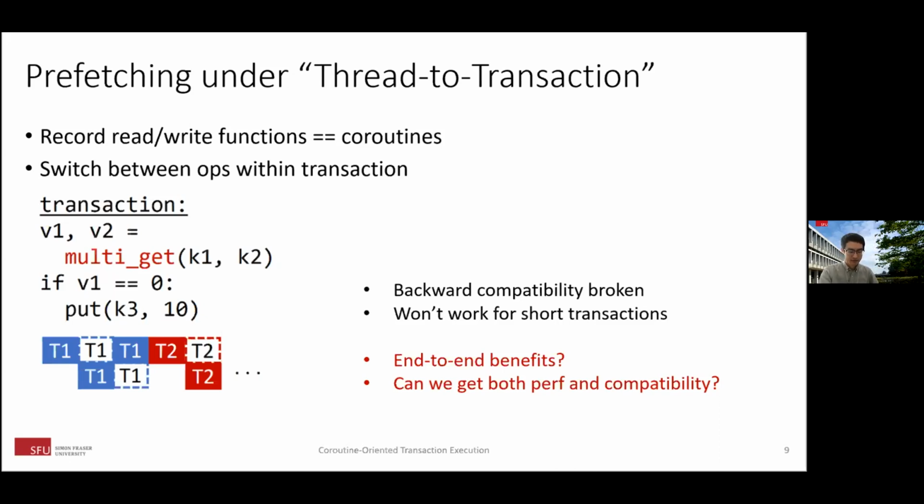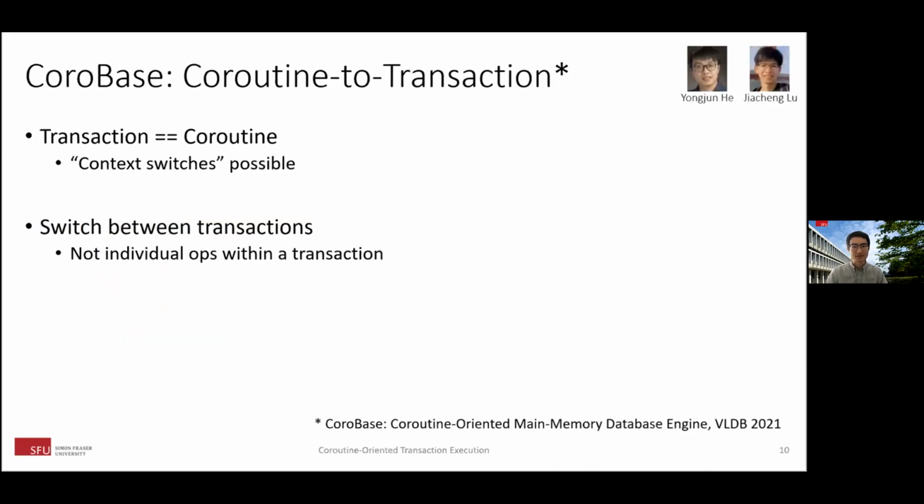And also another question here would be, can we actually get the performance improvement and also compatibility? In other words, I still want to do prefetching, but I don't really want to use this multi-get interface. I don't want to rearrange my transaction logic or rewrite any part of my system that would use this engine. So this leads to our work, which I can finally talk about, which is called CoroBase.